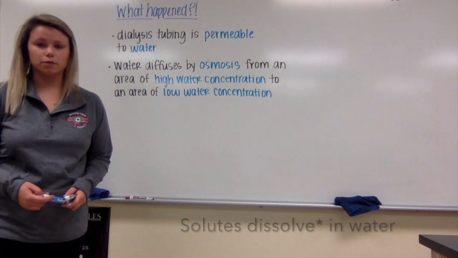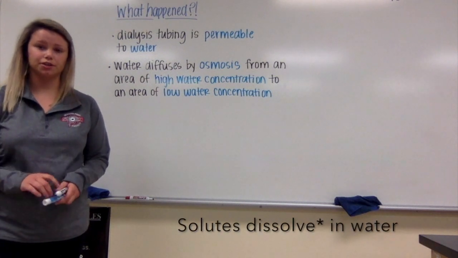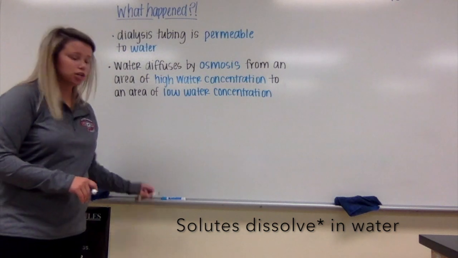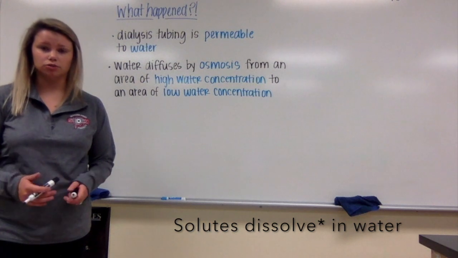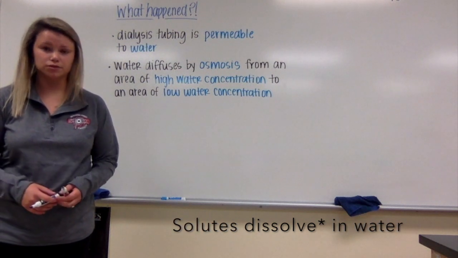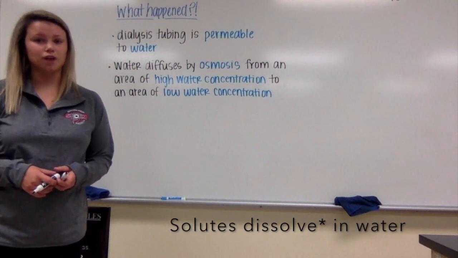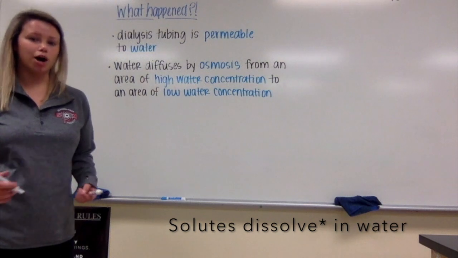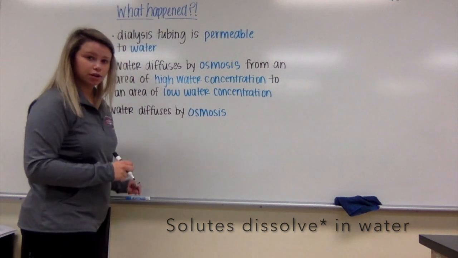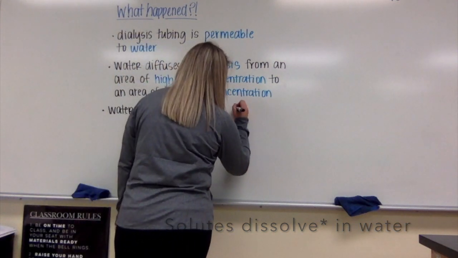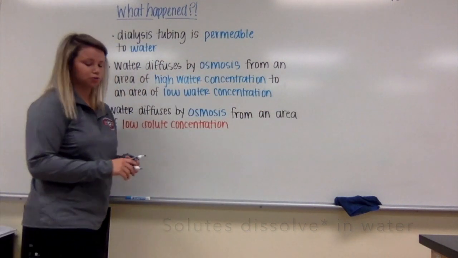Another way that you can think about osmosis, instead of thinking about areas of high water concentration and areas of low water concentration, is you can think about the solute concentration. Again, a reminder, solutes are substances that diffuse in water. So if we're thinking about osmosis in terms of solute concentration, water is going to diffuse by osmosis from an area of low solute concentration to an area of high solute concentration.